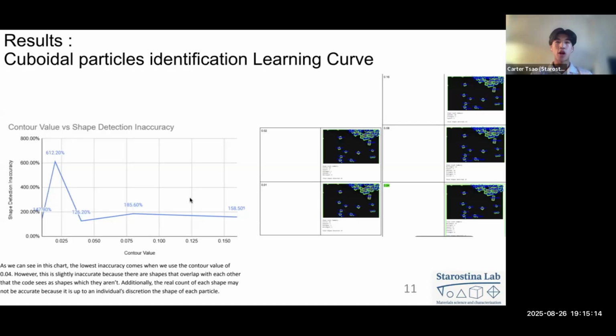What contour values control is how sensitive the model is to the defining factors of a particle or structure, like boundaries and edges. We tested 5 different values: 0.01, 0.02, 0.04, 0.08, and 0.16. As you can see on the graph, we had a sweet spot and our lowest shape detection error at 0.04. You can also see what that looked like from the output of our model on the right. It is the picture farthest to the right and at the bottom, also highlighted in green.